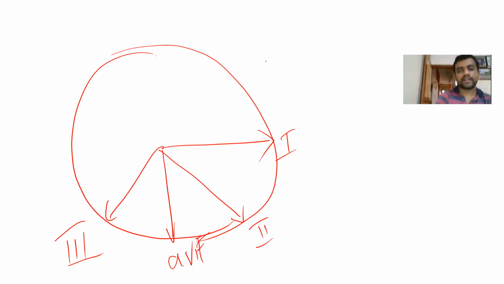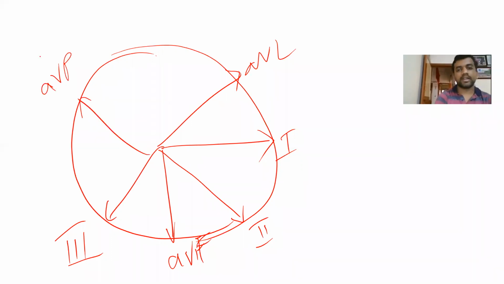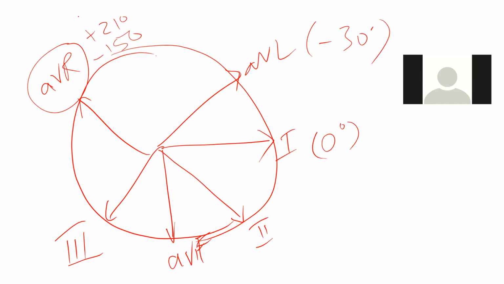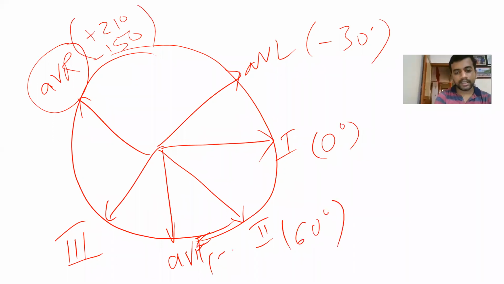Then we have got AVL. Then we have got AVR. Okay, again, I'm telling this is minus 30. This is plus 210 or minus 150. Then this is 0. Then this is 60. Then this is 90.